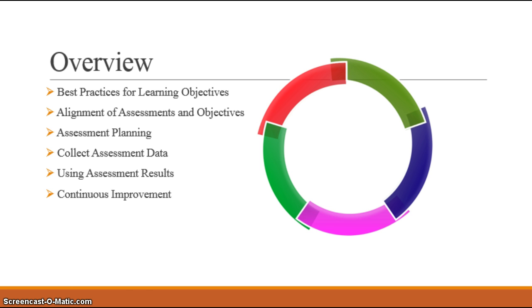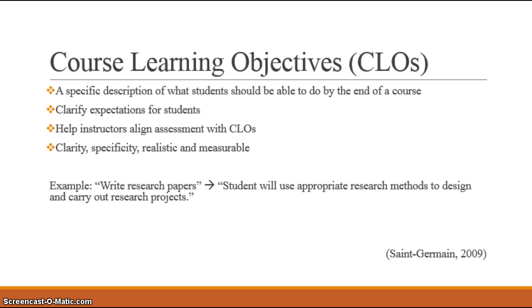So that's an overview of the different topics that I'll be covering in the next few minutes. The first one has to do with course learning objectives, or CLOs. These are the specific descriptions of what an instructor or course designer believes that students should be able to do by the end of a course. Good course design begins with the end in mind, and so these are typically 5 or 6 or so statements that are assertively presented and typically included on the syllabus.